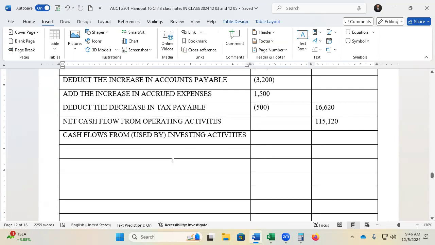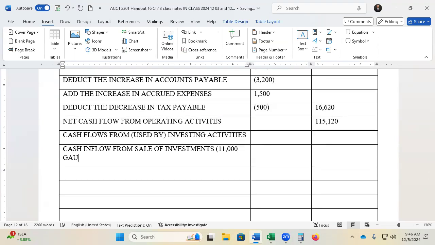And we had a gain in the first one, so we're going to have a cash inflow from sale of investments. And we have to add the 11,000 gain plus the $49,000 cost. And we find out that we got $60,000 for that sale in cash. Okay.